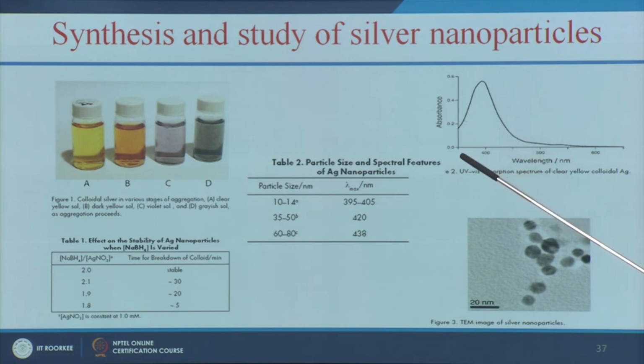So, when you start the scanning from 200 to 800, you will get the lambda max at 400 nm wavelength. Usually silver nanoparticles give the lambda max in the 400 nanometer range. Okay. So, if you get this kind of peak, you are sure that you got silver nanoparticles. From the silver nanoparticle peak, you can approximately calculate the size. For example, if you are getting the lambda max at 395, the particle size is approximately 10 to 14, and if you get the peak at 420, the size of the particle is 35 to 50, and if you get the peak at 438, the size of the particle is 60 to 80.